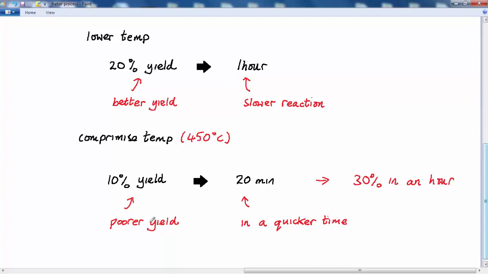That means we've got a poorer yield, because remember that the reaction is exothermic. So an increase in temperature will tend to favour the backward reaction. So you get a smaller yield, but you get that smaller yield in a much faster time, for example 20 minutes say, because at the higher temperature the reaction rate is greater. So in that sense what you're getting is a 30% yield in an hour, because 3 times 20 minutes is an hour, so 3 times 10% is 30%, rather than this 20% yield. So it pays to run the apparatus at this higher temperature.